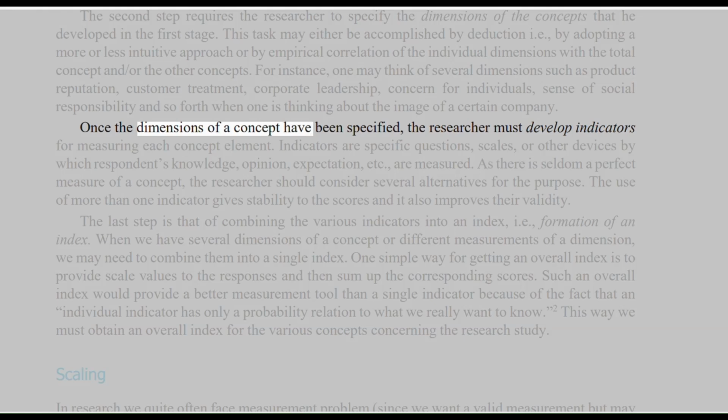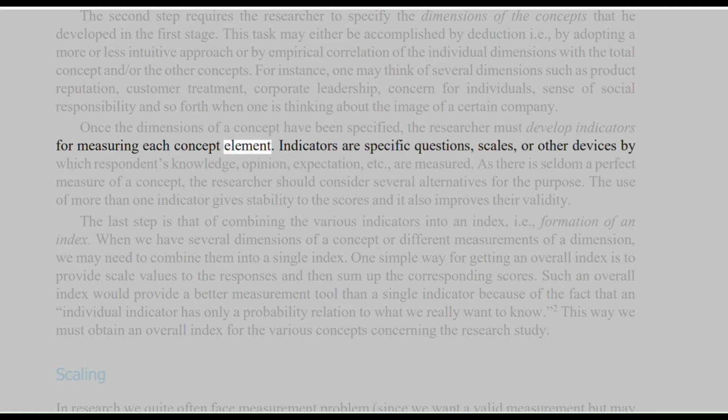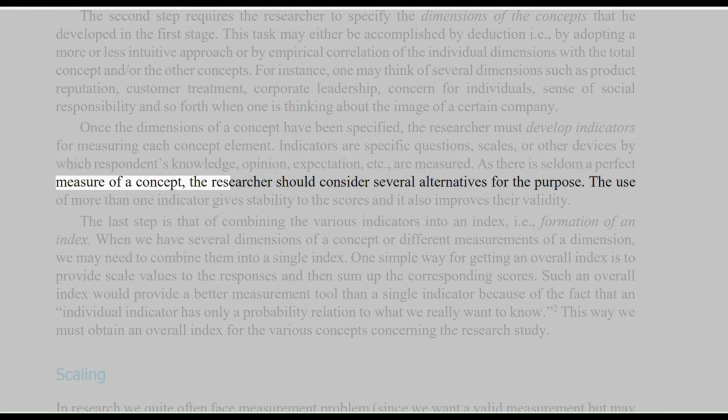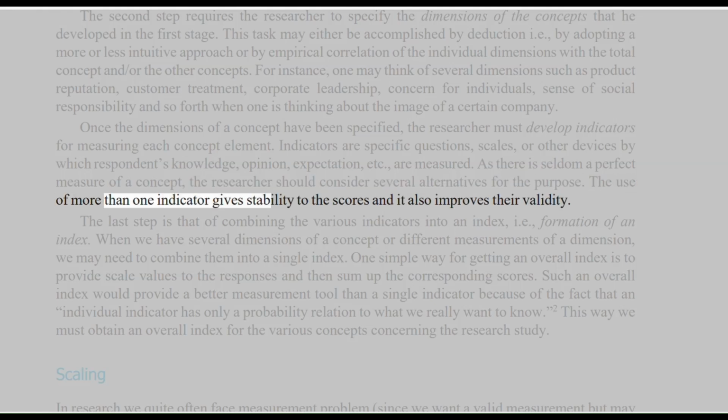Once the dimensions of a concept have been specified, the researcher must develop indicators for measuring each concept element. Indicators are specific questions, scales, or other devices by which respondents' knowledge, opinion, expectation, etc. are measured. As there is seldom a perfect measure of a concept, the researcher should consider several alternatives for the purpose. The use of more than one indicator gives stability to the scores, and it also improves their validity.